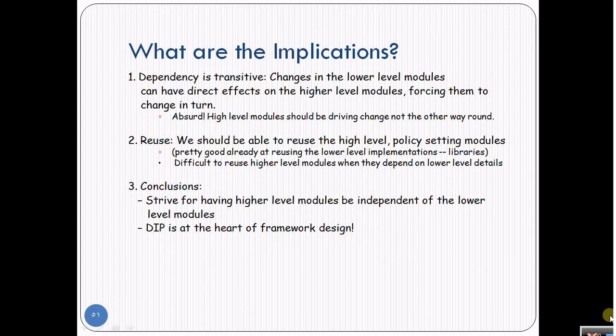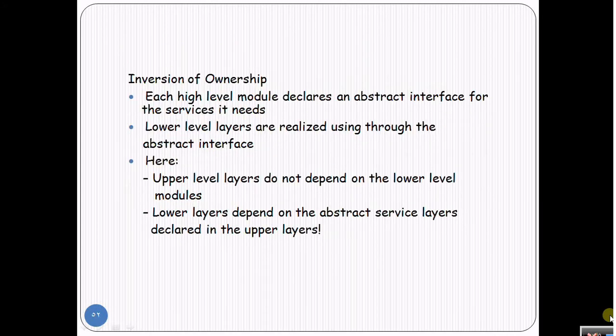Reuse: we should be able to reuse the high-level policy-setting modules. Conclusions: strive for having higher-level modules be independent of the lower-level modules. The DIP is at the heart of framework design.